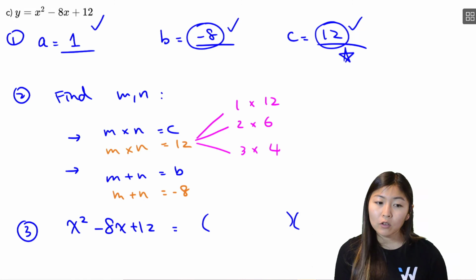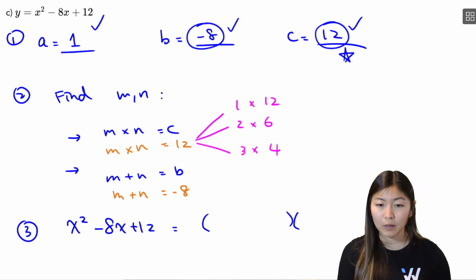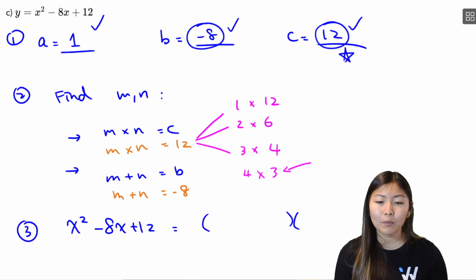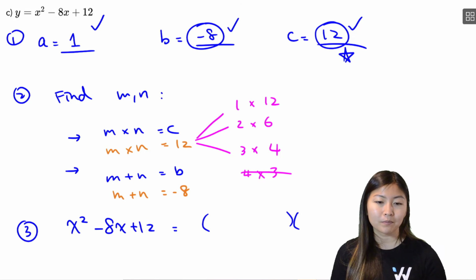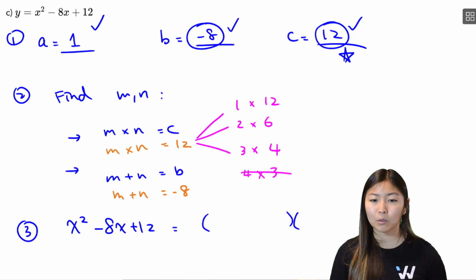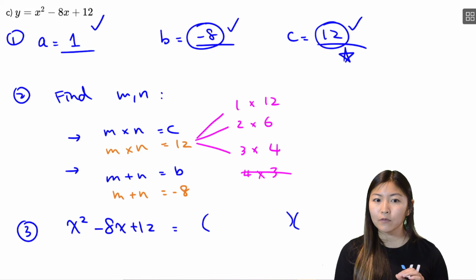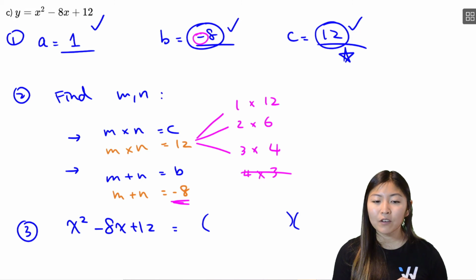Now, a lot of you would have come up with positive integers, right? 1 times 12, 2 times 6, 3 times 4. And at this point, if you keep going, you'll also have 4 times 3 and so on. But notice that we have a repeat. 4 times 3 is the same as 3 times 4. The instant you have a repeat, you can stop. We don't need it. But then when you try to add these numbers, they're all going to give you positives. Whereas if you look at your b, we have a negative number.